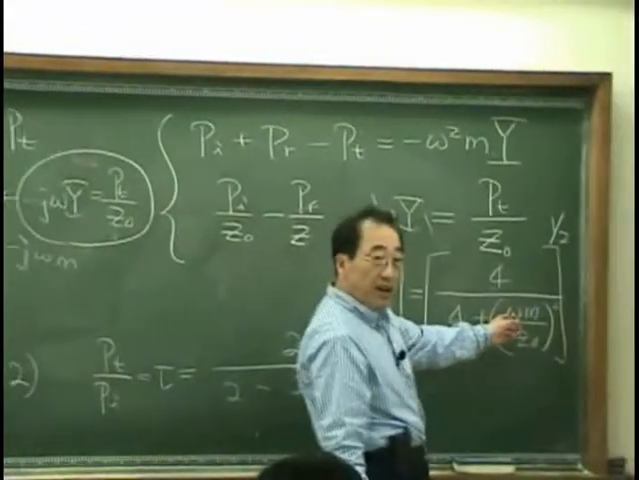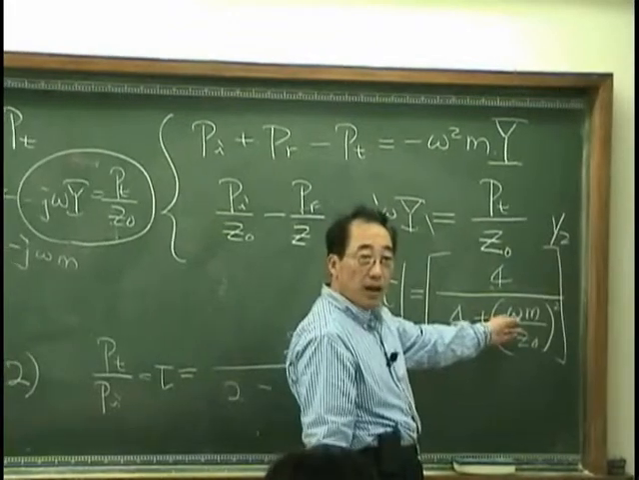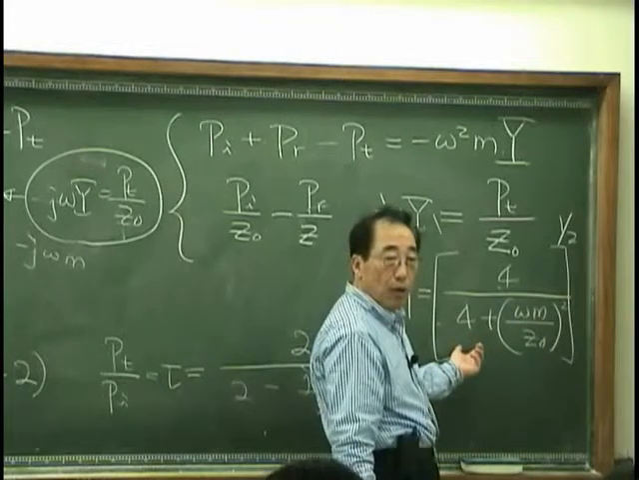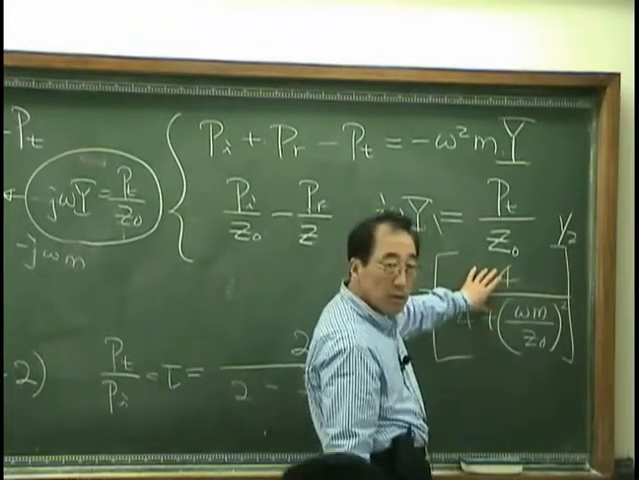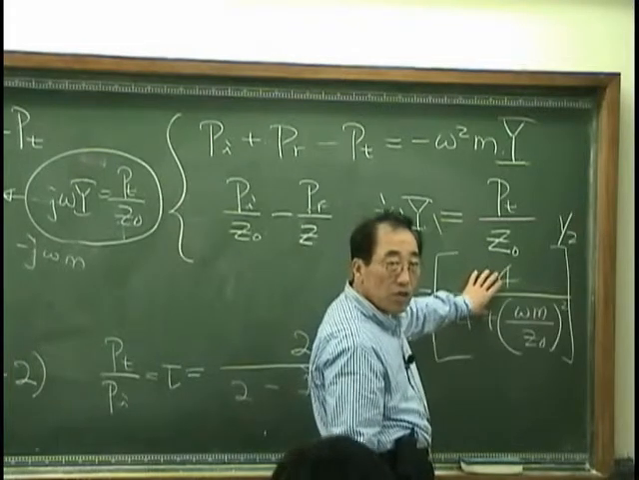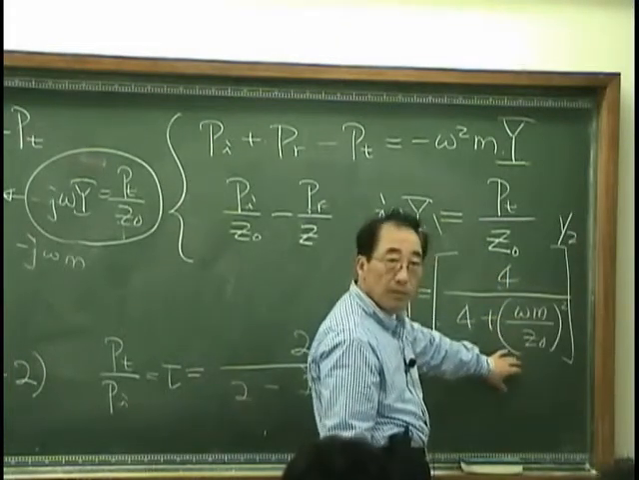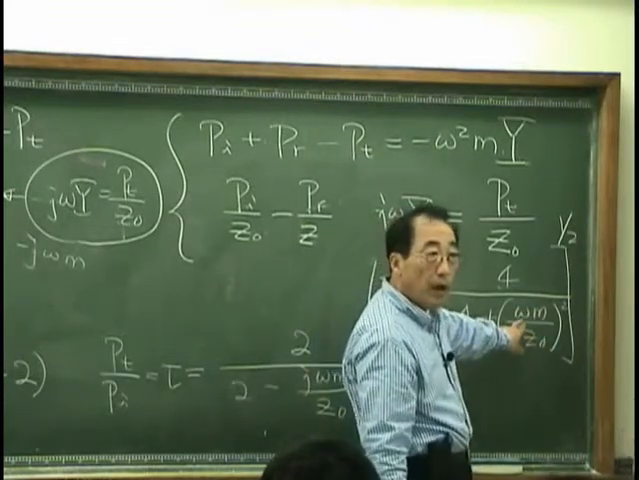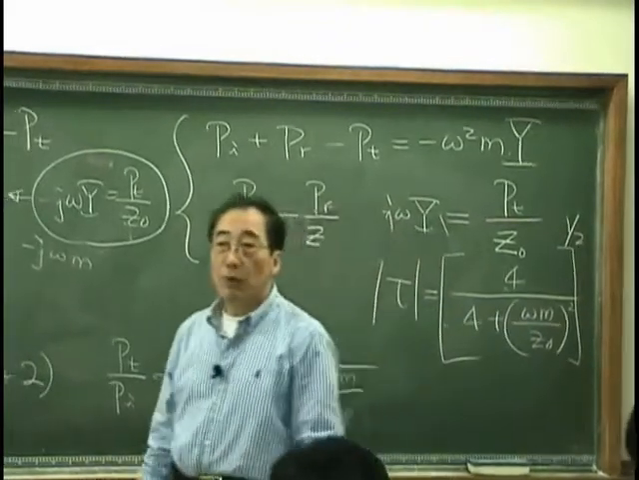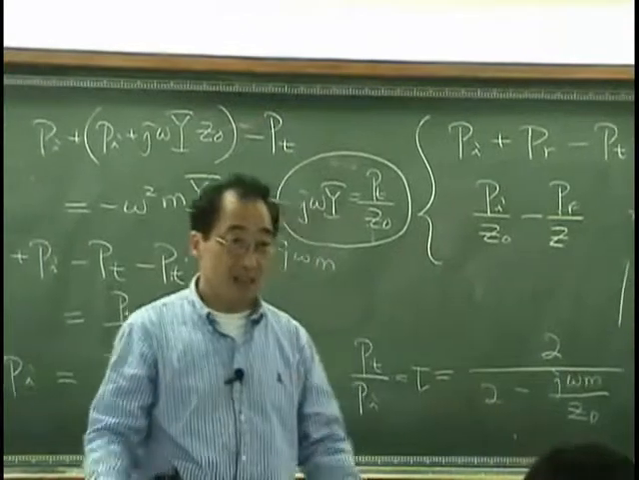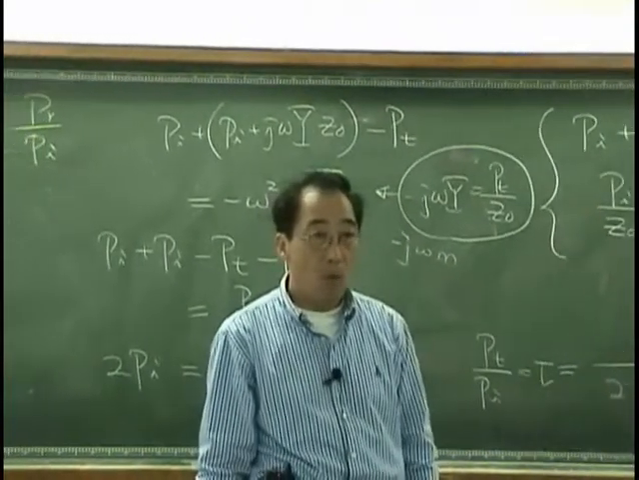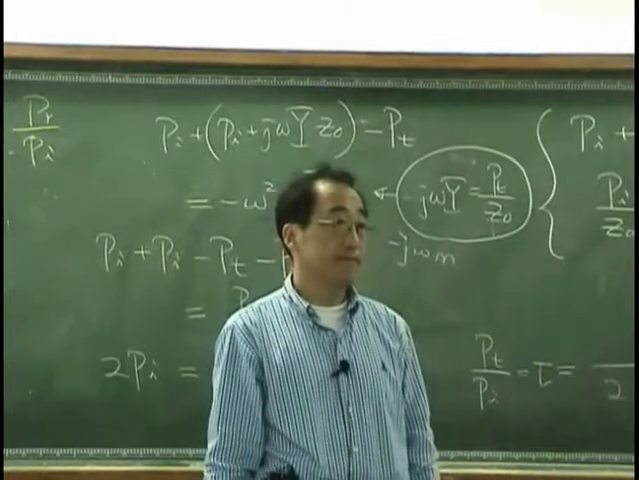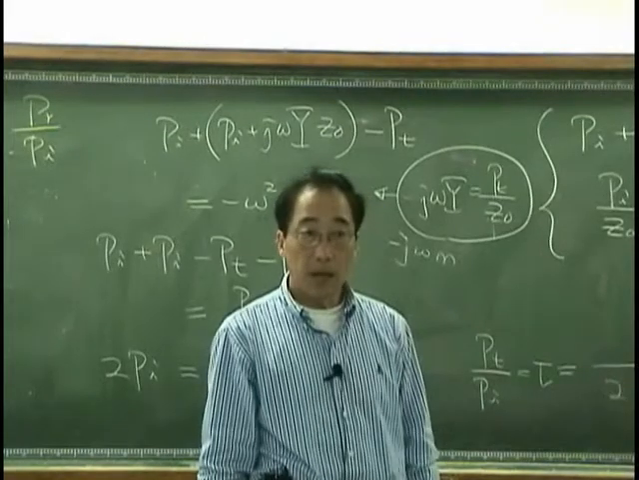If frequency is very high, meaning that omega is very high, then this term is very large compared to the 4, then this whole term is dominated by this term. That means the whole term is dominated by omega m. That means the lymph wall is dominated by mass-like behavior of the wall. So in high frequency, lymph wall assumption is very valid. Okay?